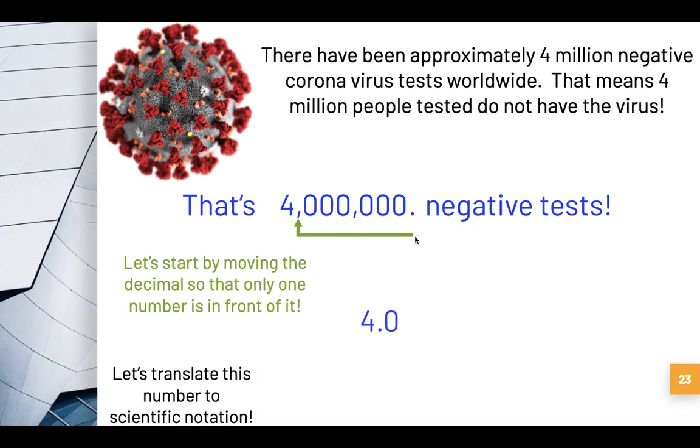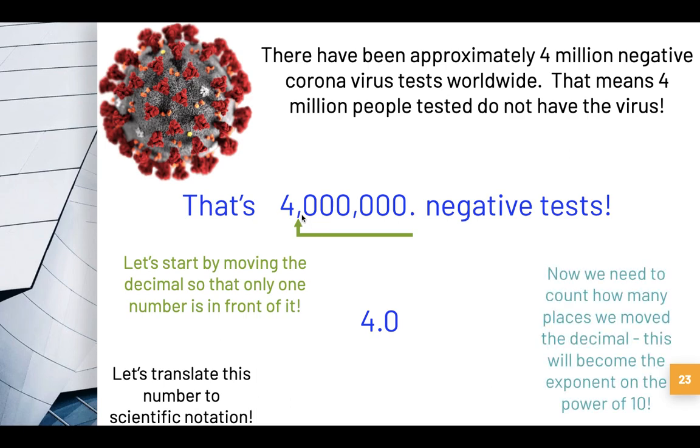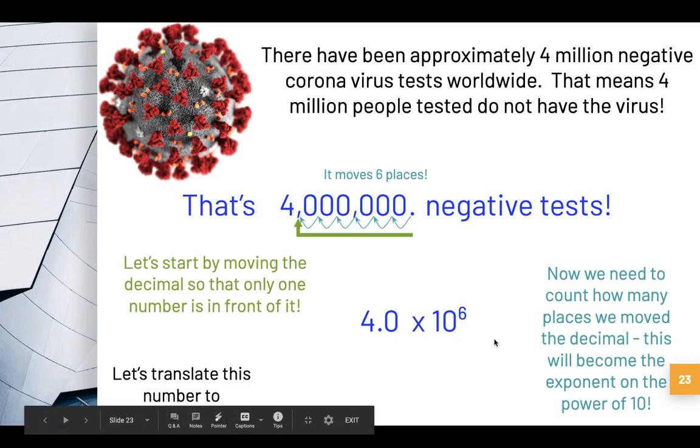Now let's count how many place values we moved. Our decimal's here, so we moved it 6 places. 1, 2, 3, 4, 5, 6. That's going to be our exponent for our power of 10. Since we moved 6 places, we're going to say 4.0 times 10 to the 6. Another way we can write this, since it's 0, we can just say 4 times 10 to the 6. Same answer. Being that this is a 0, we can drop it off and just say 4 times 10 to the 6. Either way would be correct.